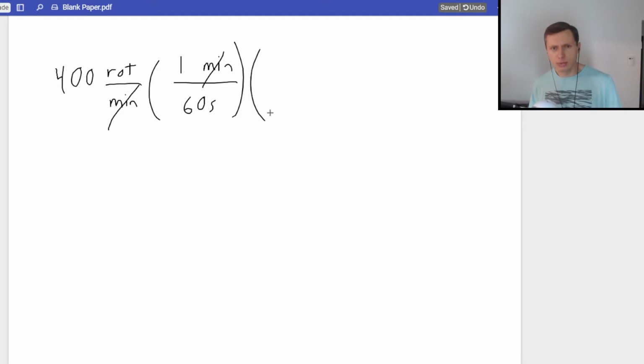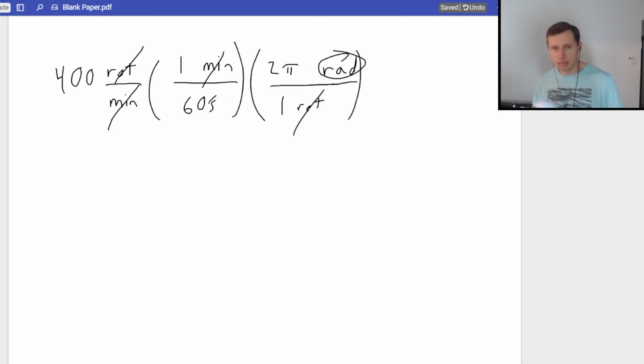And then how do we go from rotations to radians? Whether it's rotations, revolutions, or just complete paths around a circle, I'm going to put one rotation in my denominator. And how many radians are in one rotation? How many radians are in a circle? The answer to that question is 2 pi. So we multiply by 2 pi radians over one rotation. Rotations will cancel out. We're going to be left now with radians per second.